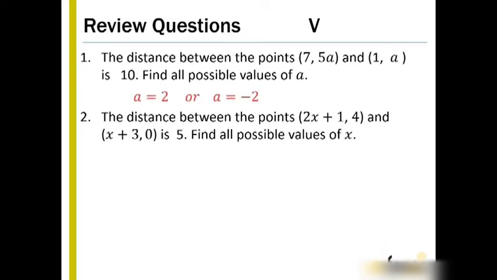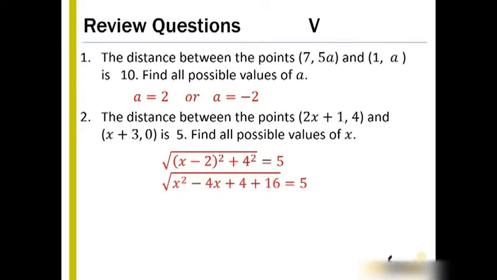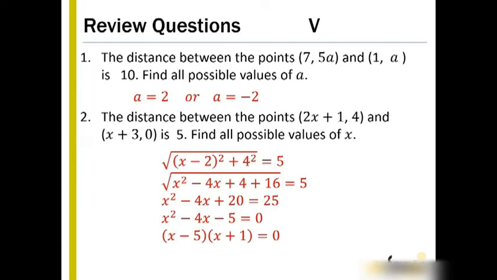Here are the answers. a is 2 or a is negative 2. The square root of (x minus 2) squared plus 4 squared is 5. So this means that the square root of x squared minus 4x plus 4 plus 16 is 5. So x squared minus 4x plus 20 is 25 if we square both sides. So x squared minus 4x minus 5 equals 0. So (x minus 5) times (x plus 1) equals 0. So x equals 5, or x equals negative 1. This is the end of lesson 1.